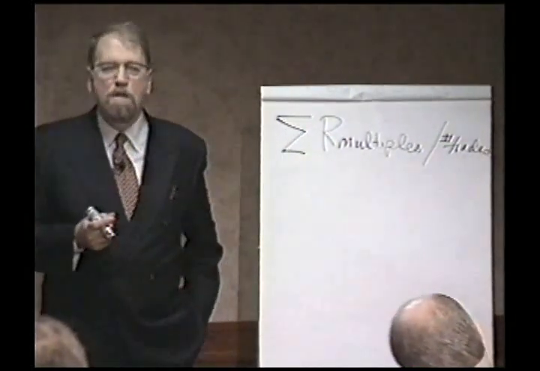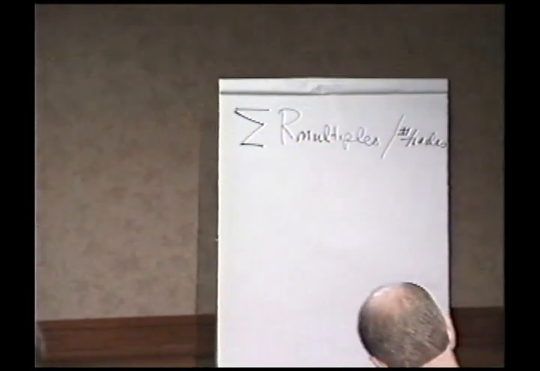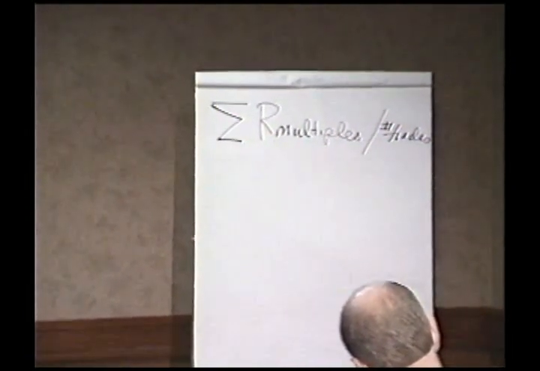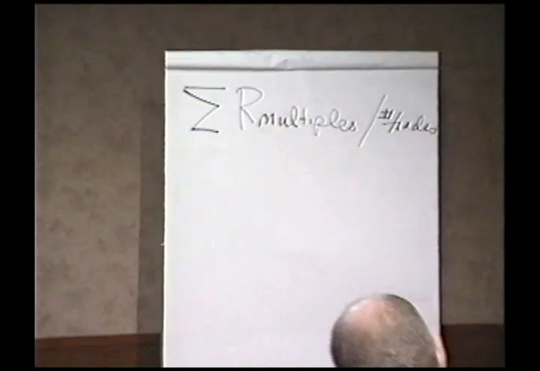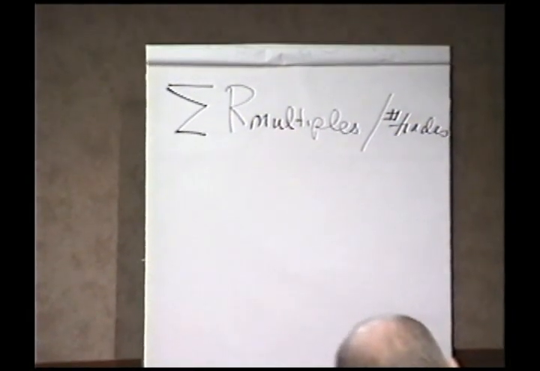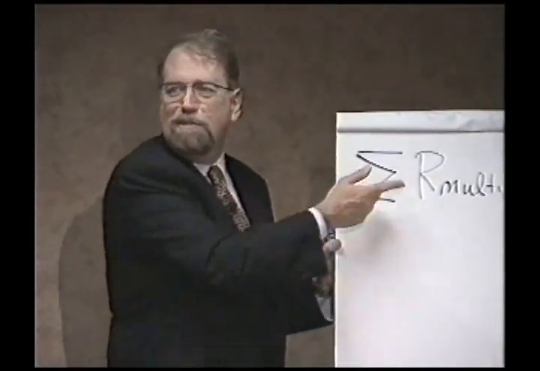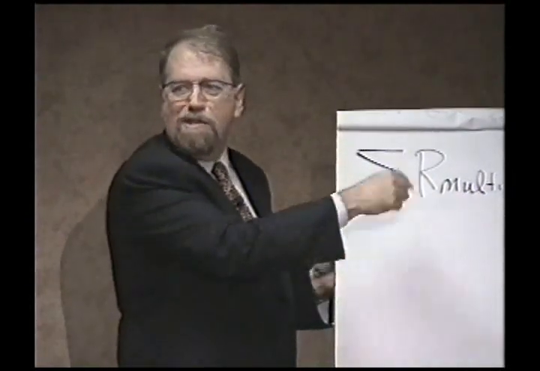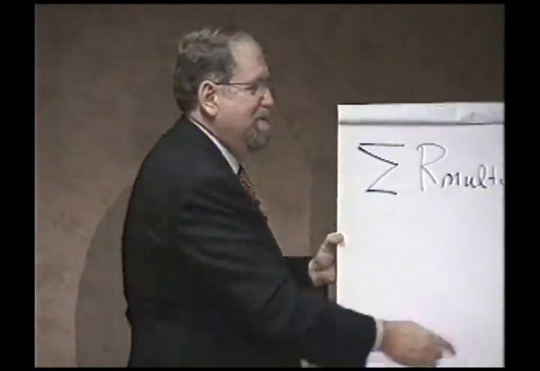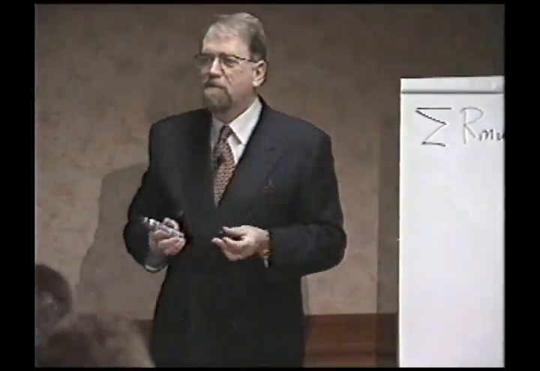is the sum of the R multiples, all of the R multiples, divided by the number of trades. It's a very simple operation for a computer to do. It just has to add these up. So, if you have two 20Rs, it'll add those up, and 3 minus 5Rs, it'll add those up, and then divided by the number of trades, you'll basically have your expectancy in the system.